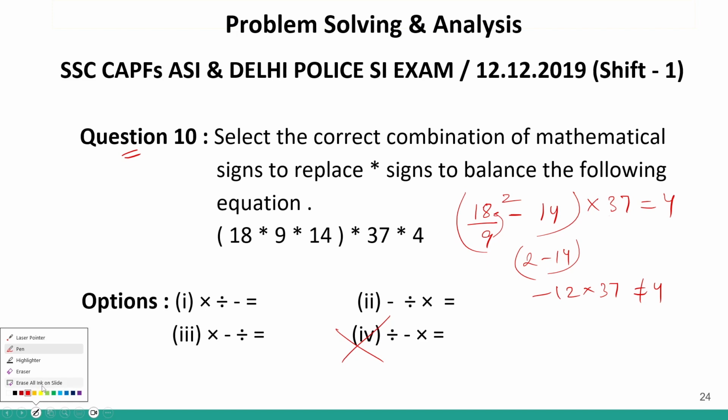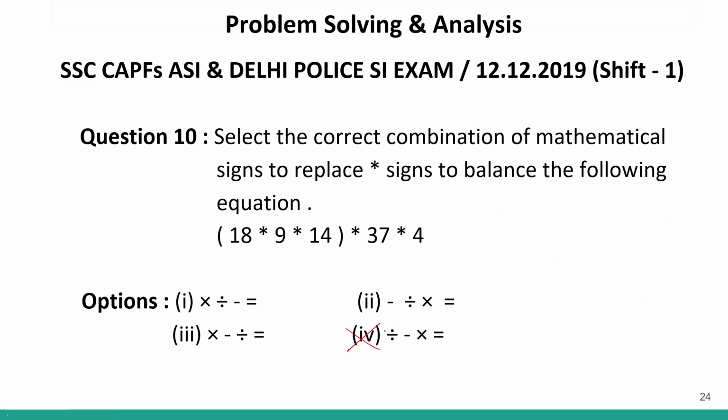Correct? Now, let us check with option number 3. So, we have already eliminated option number 4. Now, let us check with option number 3. Option number 3 will be 18 into 9 minus 14. This will be like this. Divided by 37 will be equal to 4. Now, let us check. So, 18 into 9, it is 162. Correct? 18 into 9. 162. Minus 14 divided by 37. We have to see whether it is equal to 4 or not.